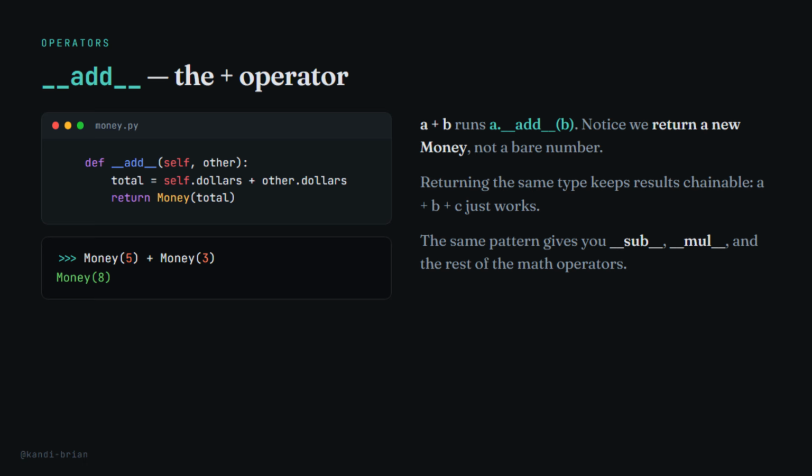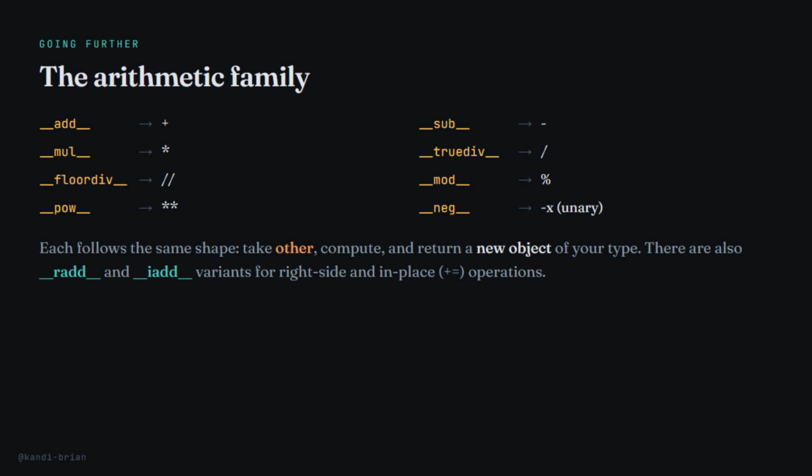This exact same pattern gives you subtraction, multiplication, and the rest. So the arithmetic family. Add for plus, sub for minus, mul for times, true div for the single slash, floor div for the double slash, mod for percent, pow for double star, and neg for the unary minus like negative x. Every one follows the same shape. Take other, do the math, and return a new object of your type. There are also 2 important variants worth knowing, RADD, which handles the case where your object is on the right side of the operator, and IADD, which handles in-place addition, the plus equals operator.